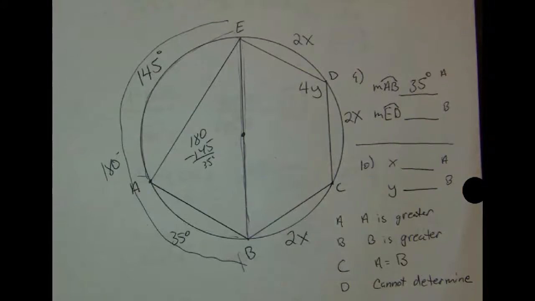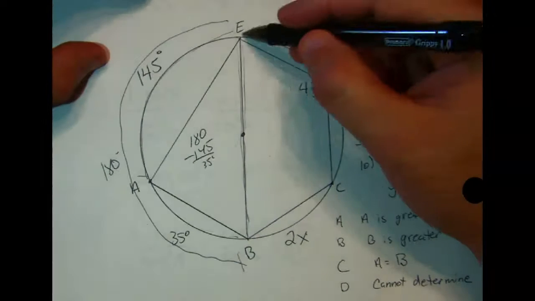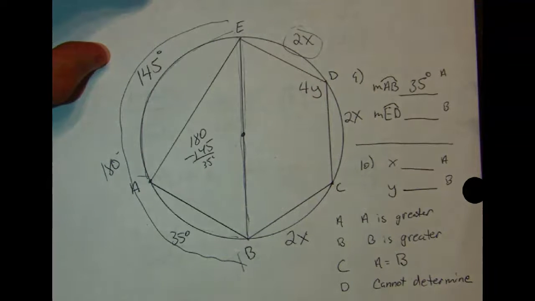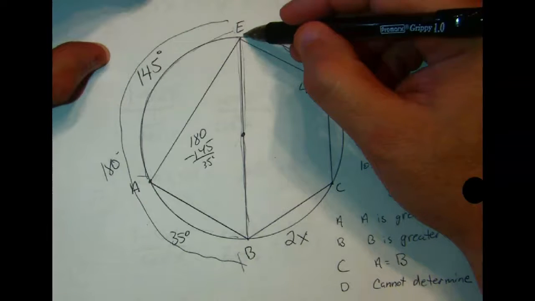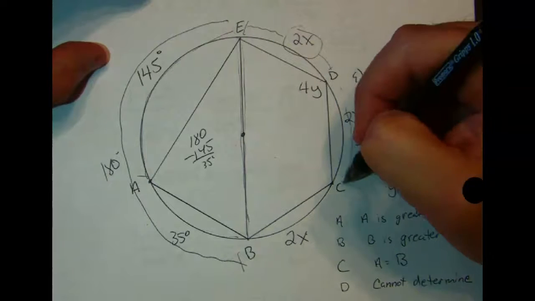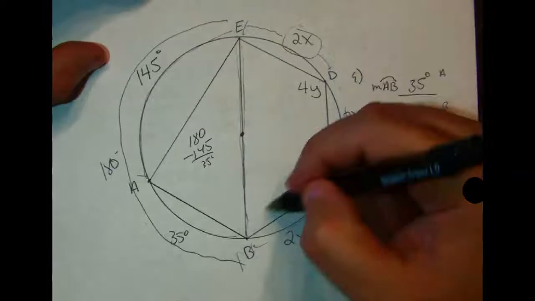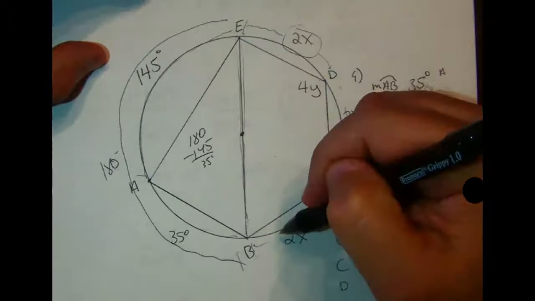Now we need to find the measure of arc ED. Arc ED has 2x by it. So in order to find this, we need to figure out what x is. So if I go from E to D, D to C, C to B, you get 180 degrees. This is 180, so therefore that's 180.